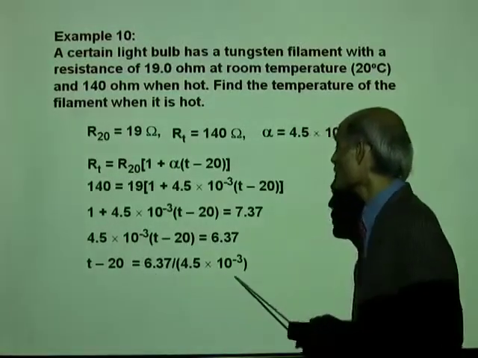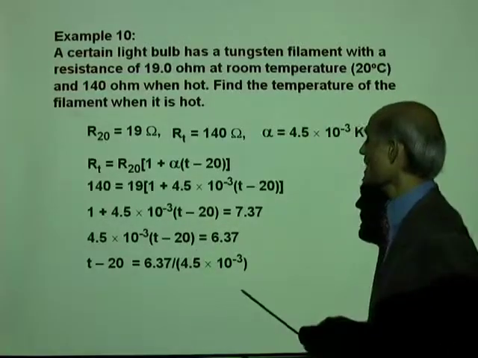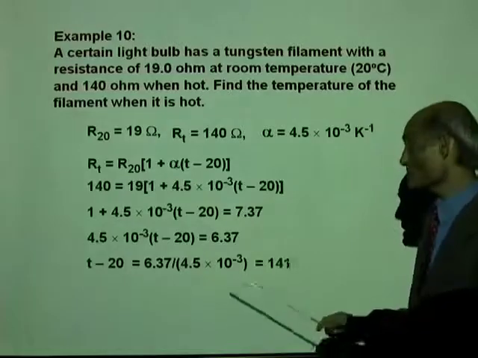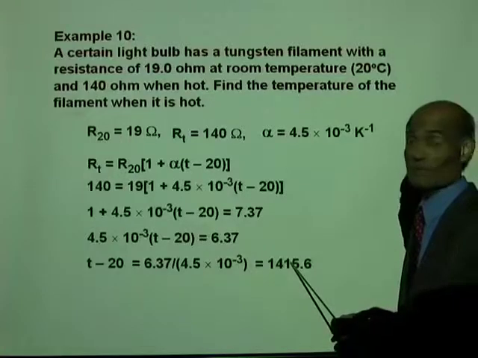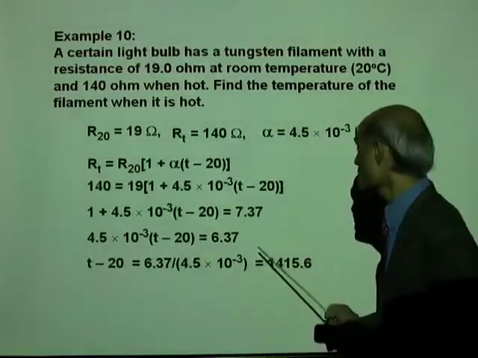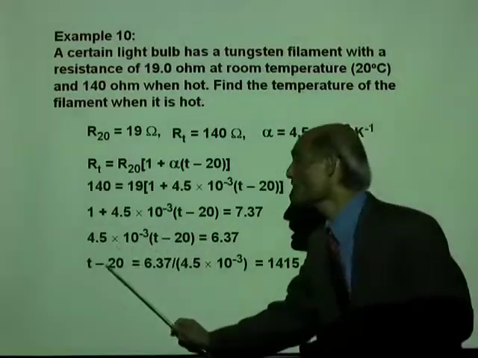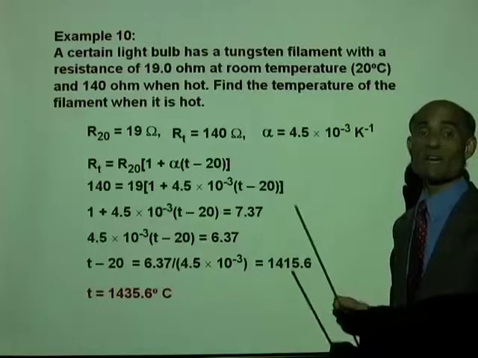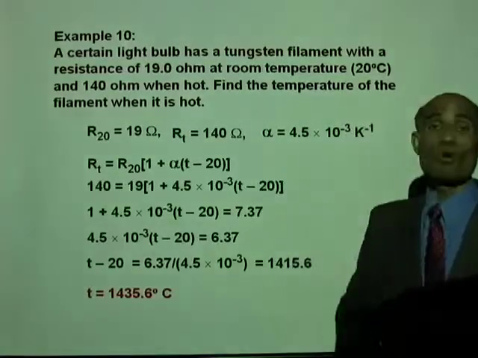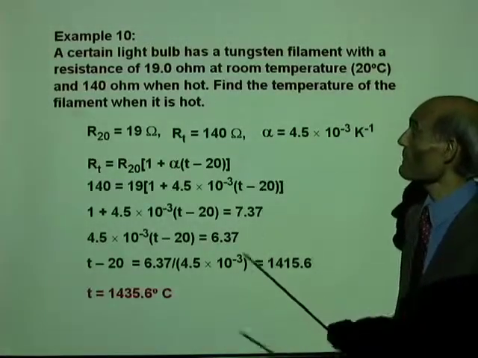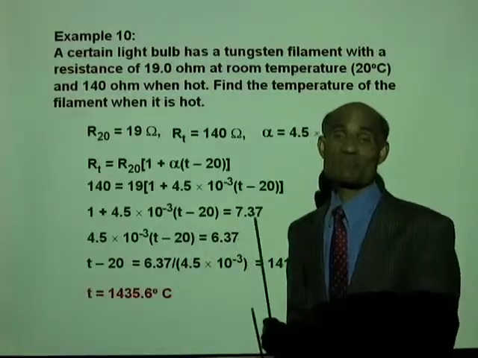And that's easy to do on your calculator. What is 6.37 divided by 4.5 times 10 to the negative 3? You must do it and make sure that you have that value. Or if I'm wrong, tell me about it. So you get T minus 20 equal to 1415.6. And now take that negative 20 to the right side. Therefore T equal to 1435.6 degrees Celsius. You can see simple use of that equation will solve that problem for you.